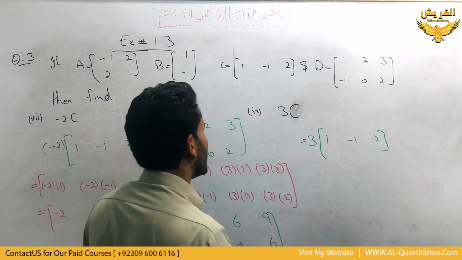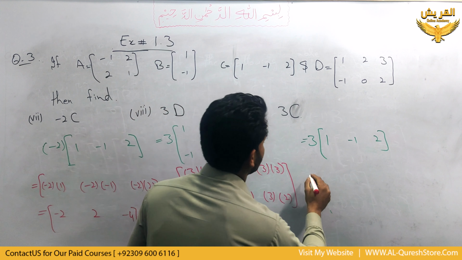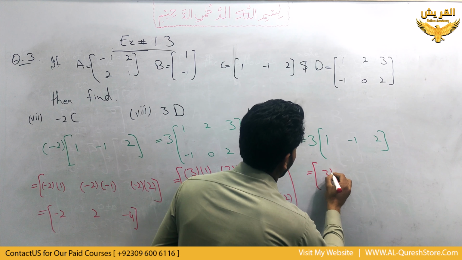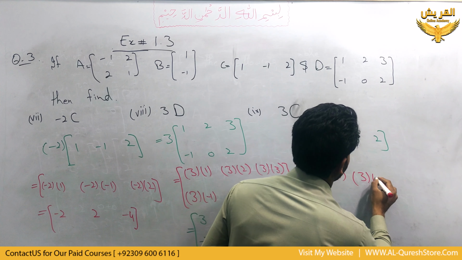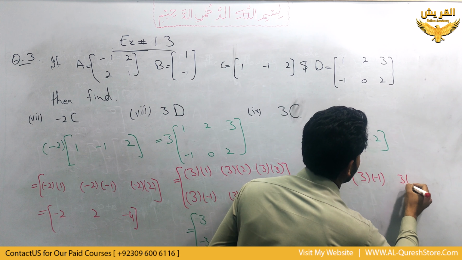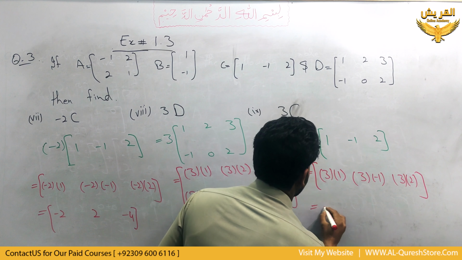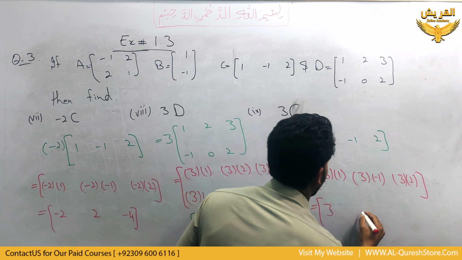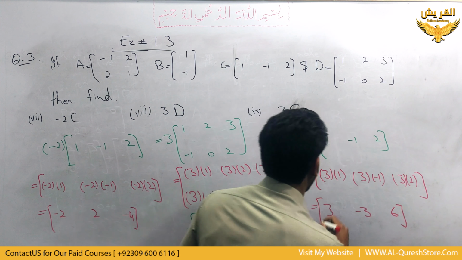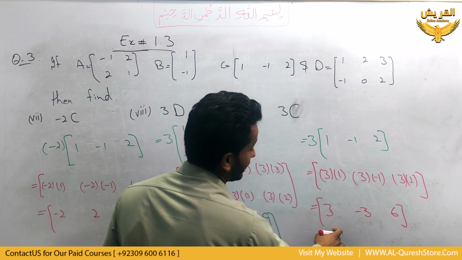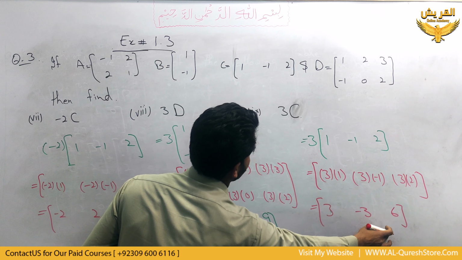For this multiplication, we multiply 3 with each element of matrix C. First we multiply 3 with 1, next 3 with minus 1, and the last one 3 with 2. 3 one times is 3, 3 minus 1 times is minus 3 and 3 two times is 6, which becomes the answer of matrix 3C. This is the answer of the last part of this question: 3, minus 3 and 6.